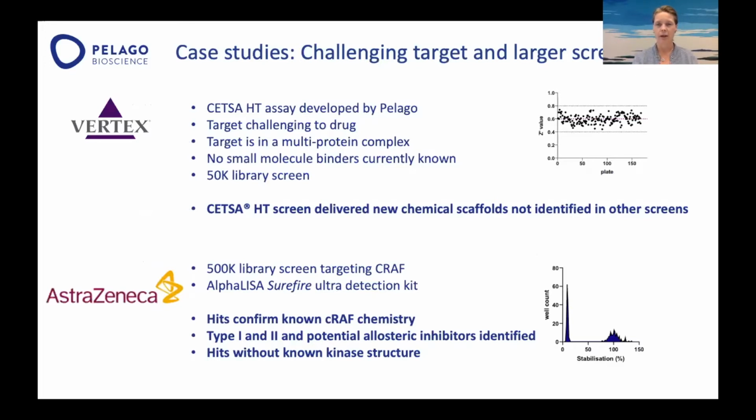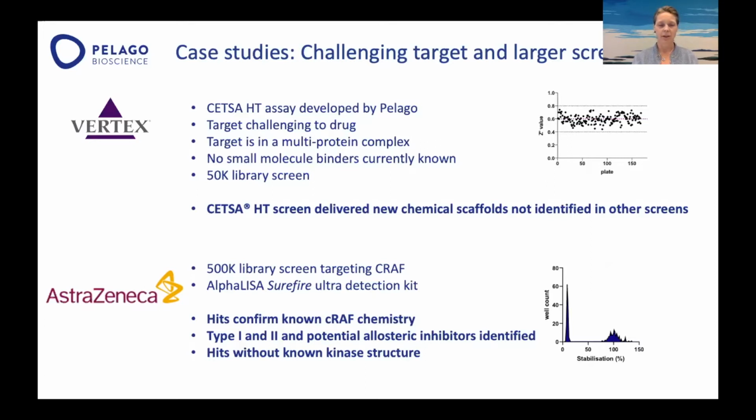But first, I will introduce you to two success stories from two clients of Pelago. First, Vertex screened a quite complicated target. It was a multi-protein complex, a target challenging to drug. No small molecule binders were currently known for this target. So the CETSA HD assay was developed at Pelago, and then the assay was transferred to Vertex, where they screened 50,000 compounds on this target. The CETSA screen delivered new chemical scaffolds not identified in other screens.